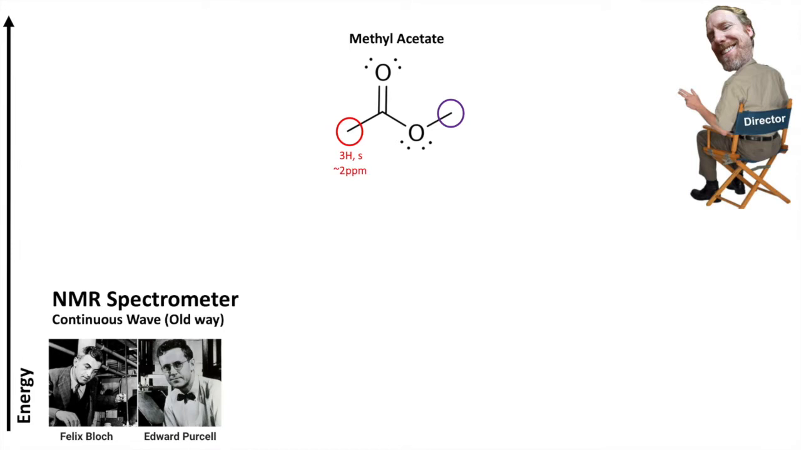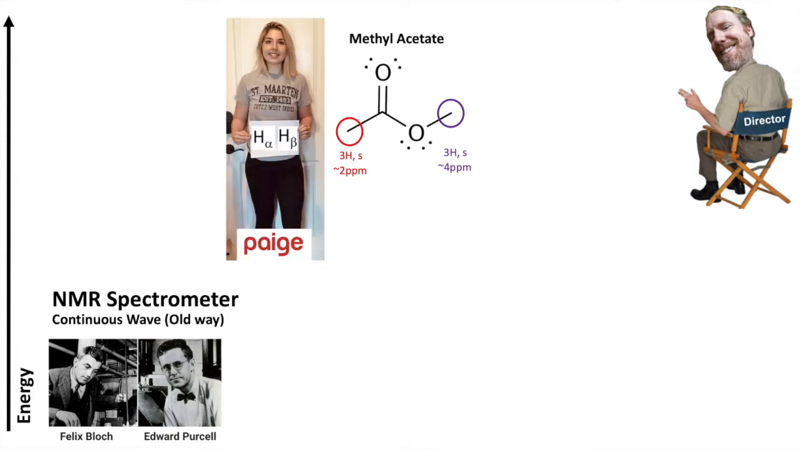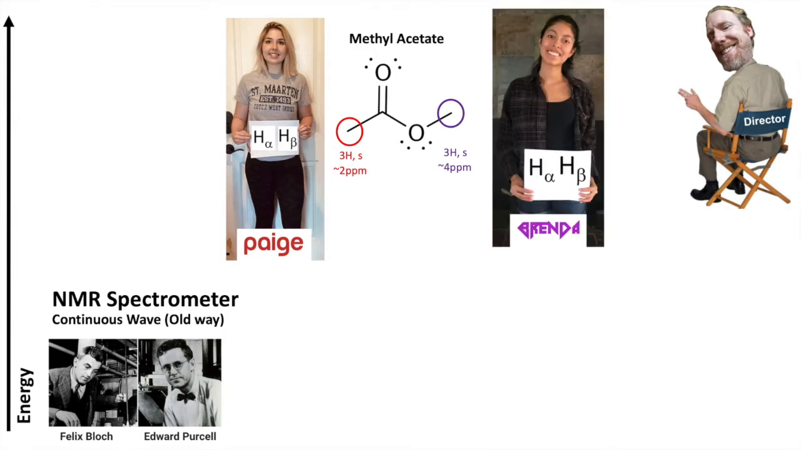And it shows up at about 2 parts per million on the NMR spectrum. So about 2 parts per million downfield of TMS, the standard. And then this one's a 3 hydrogen singlet, shows up about 4 parts per million, a little less than 4 parts per million, but approximately. And Paige here is going to represent the hydrogens in their alpha and beta spin states. And so will Brenda. She'll represent another group.